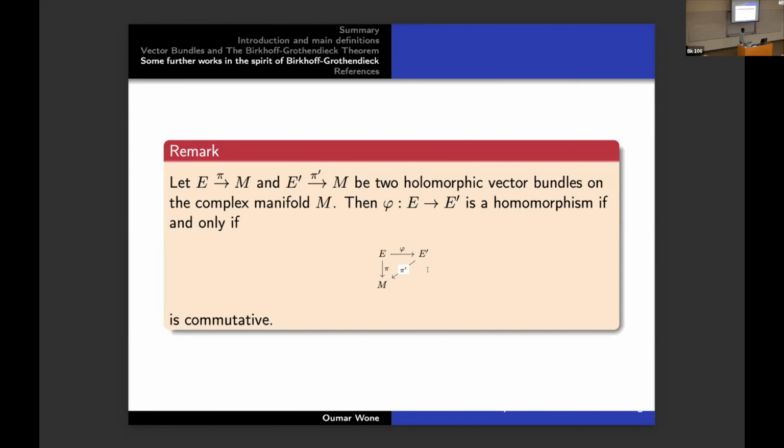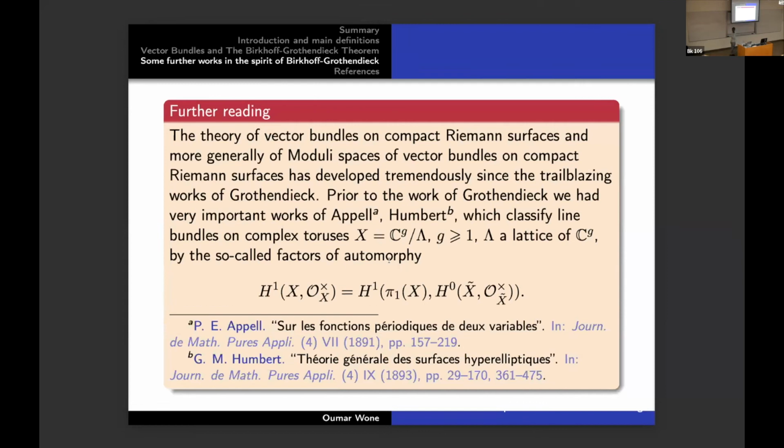So I use the notion of homomorphism between vector bundles. It means only that we have a commutative diagram like this with phi, the projection from E to M, and phi prime, the projection from E prime to M. Now, this is maybe further reading.